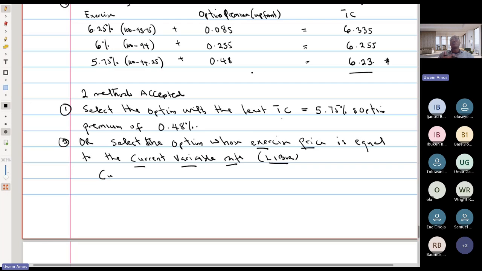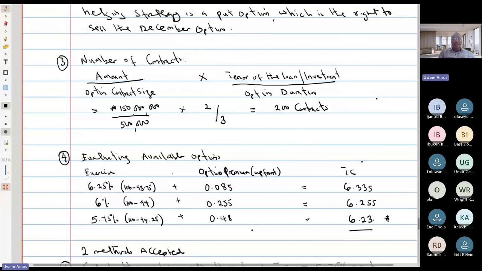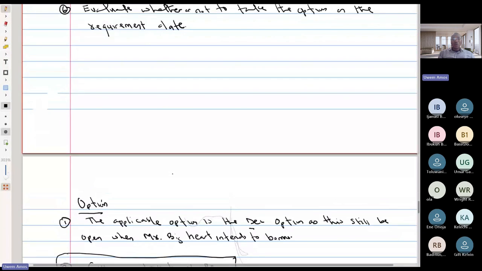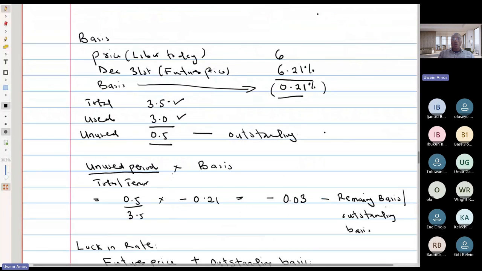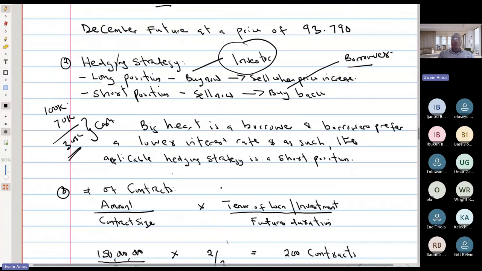The reason is because when we started, we said risk is about managing uncertainty. So if you have an option that keeps what you already know, then why are you stressing yourself over what you don't know? That's basically the reasoning around that. But those are the two accepted methods. Let's look at what our current LIBOR is right now in the question. I think we make use of it when we're calculating our basis under futures, but let's look at what the question says the current variable rate or LIBOR is.